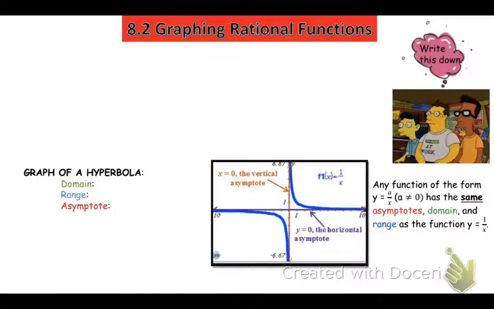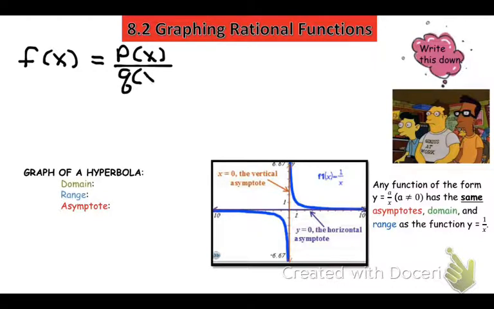In lesson 8.2, we're going to be graphing rational functions, and they are in the form of f of x equals p of x over q of x, where p of x and q of x will be some type of polynomial, and the denominator, q of x, cannot be equal to 0.